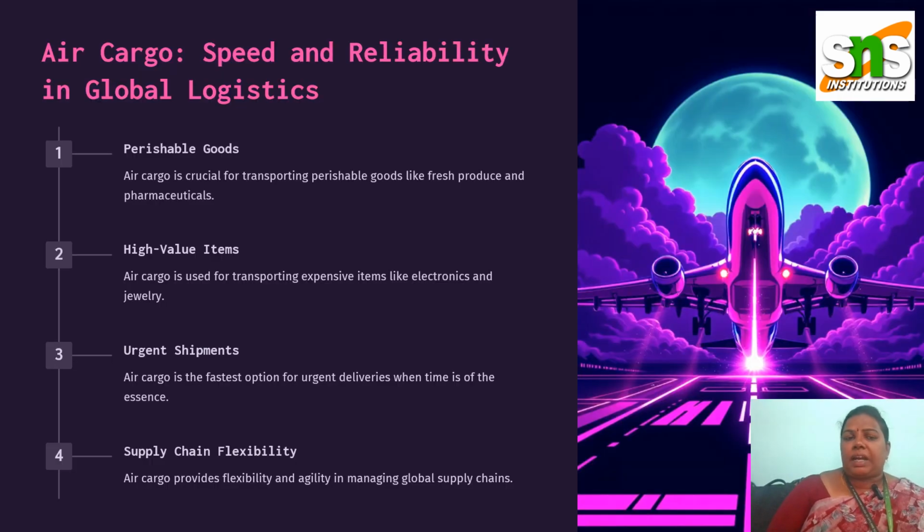Air cargo, speed and reliability in global logistics: perishable goods, high value items, urgent shipments, supply chain flexibility. Perishable goods: air cargo is crucial for transporting perishable goods like fresh produce and pharmaceuticals. High value items: air cargo is used for transporting expensive items like electronics and jewelry. Urgent shipments: air cargo is the fastest option for urgent deliveries when time is of the essence. Supply chain flexibility: air cargo provides flexibility and agility in managing global supply chains. So these are the air cargo and speed reliability.